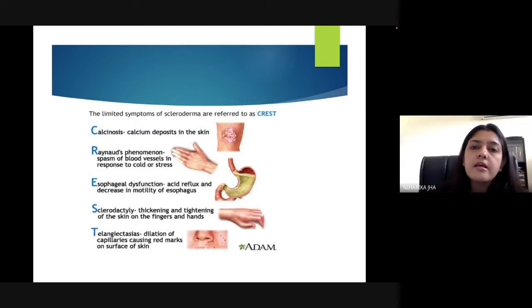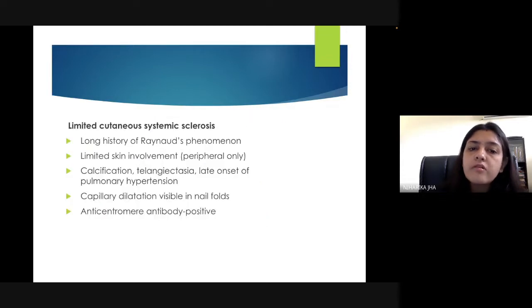As we can see that there is not much of systemic involvement in the limited type of systemic sclerosis. More of cutaneous changes are there, and there is not much of systemic involvement. But yes, late onset pulmonary hypertension can be seen. If we talk about the autoantibodies, anti-centromere antibodies are positive in the limited type of systemic sclerosis.